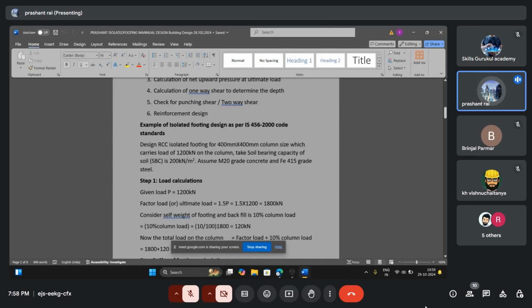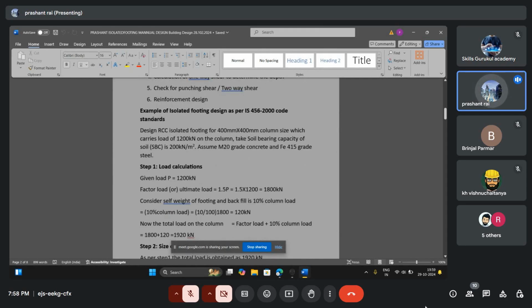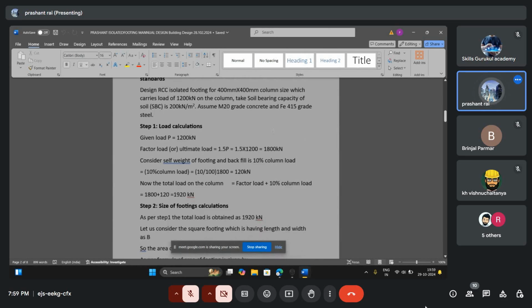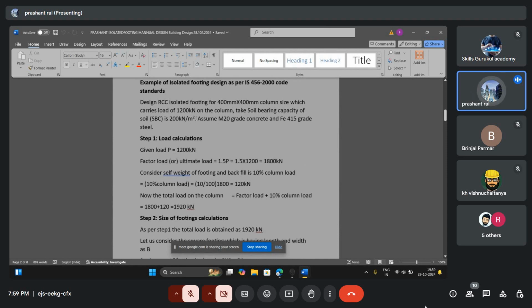For an example, we are assuming an isolated footing. Example of isolated footing design as per IS 456/2000. Design an RCC isolated footing for a column size of 400 by 400, which carries a load of 1200 kilonewton. Soil bearing capacity, we are assuming 200 kilonewton per meter square. Assume M20 grade of concrete and Fe 415 grade steel.